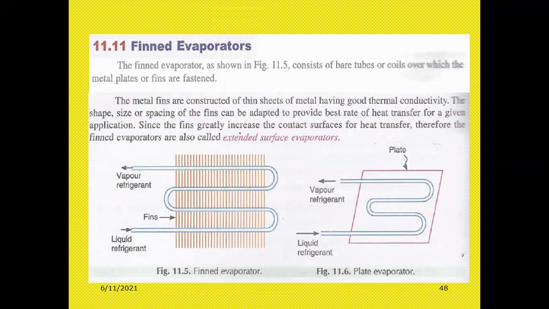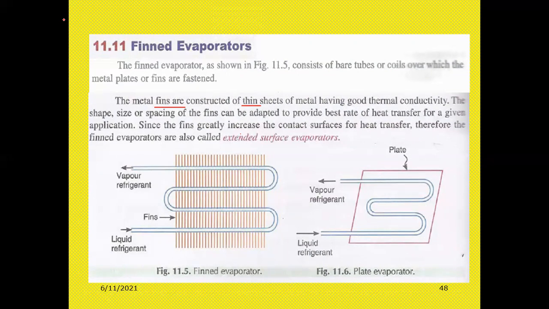The finned evaporator shown in the figure consists of bare coils as shown in the bare tube. Only the metal plates or fins are arranged and fastened in this form as shown in the figure. The metal fins are constructed on thin sheets having a good thermal conductivity.